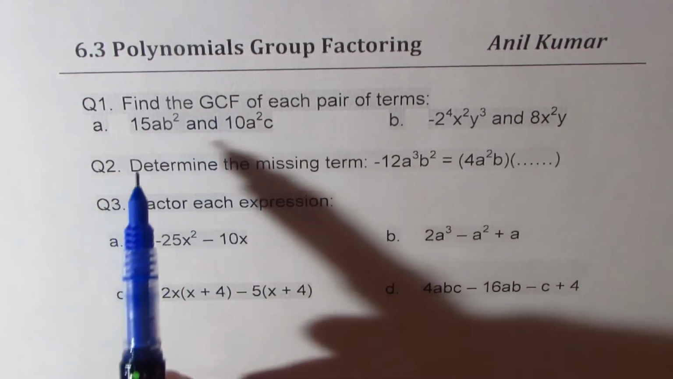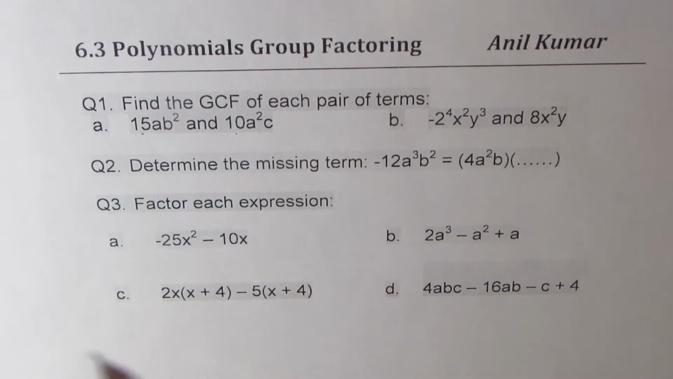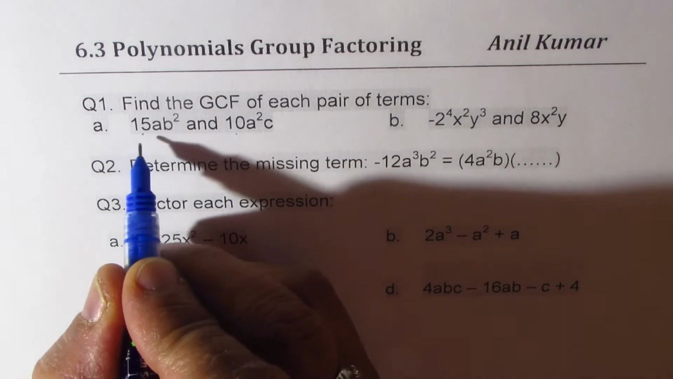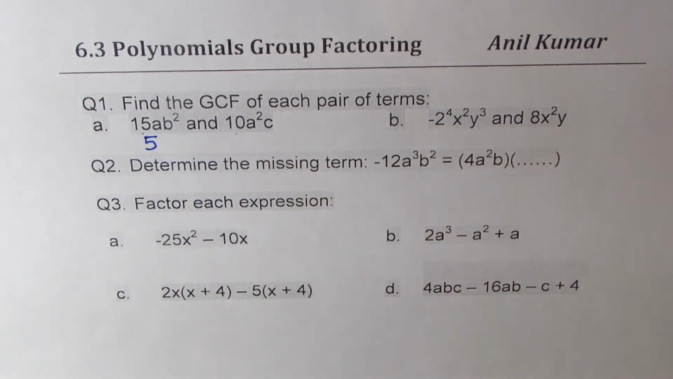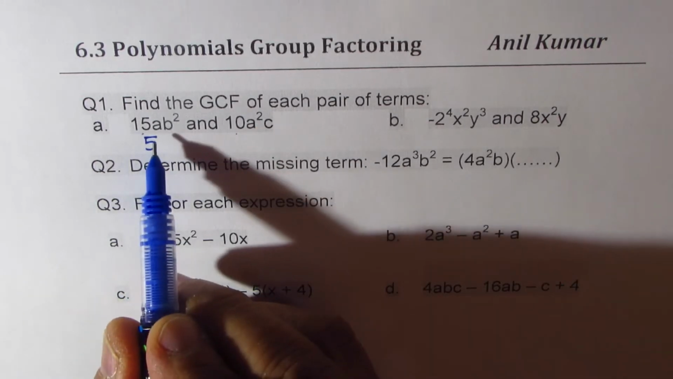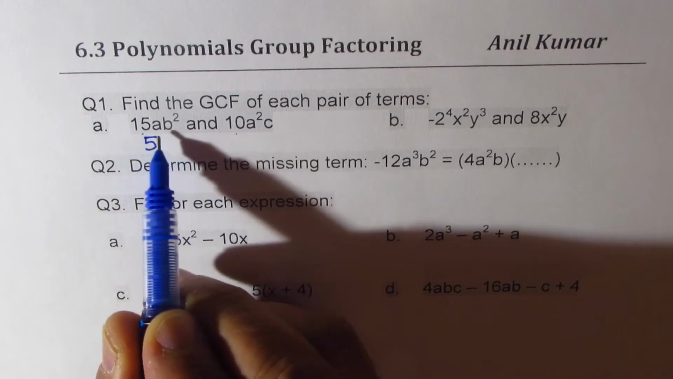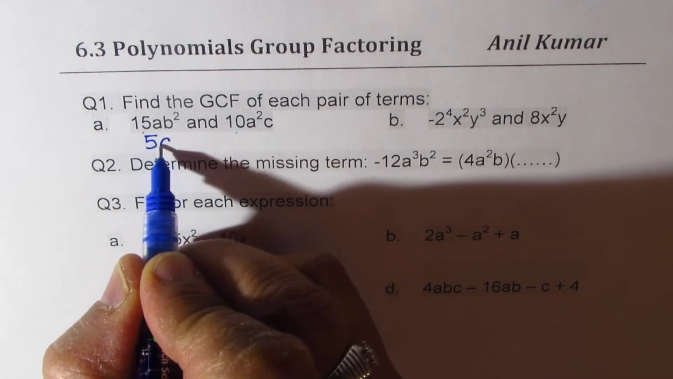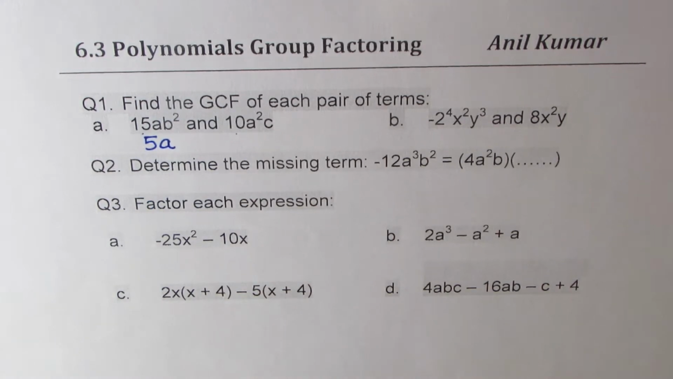Greatest common factor. So look at the numbers first, 15 and 10. What is the greatest common factor here? Well, number 5 is common to both 15 and 10. As far as the variables are concerned, in ab square and a square b, a is common, and therefore 5a is the greatest common factor for a.